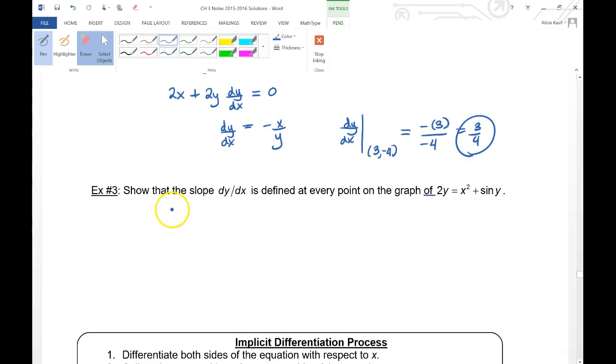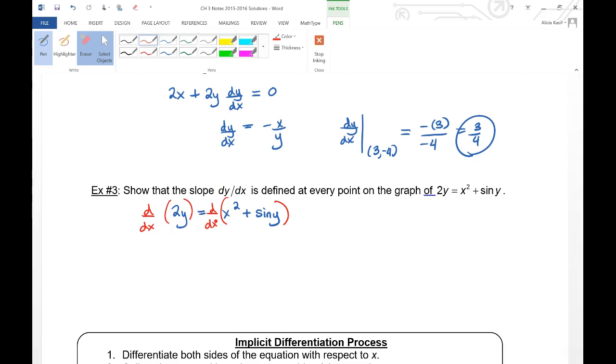So I have 2y equals x squared plus sine of y. So I want to take the derivative. Is dy/dx of 2y just keep dy over dx? Because there's no outside and inside. Well, remember, the inside is still your y. So it's 2 dy/dx.